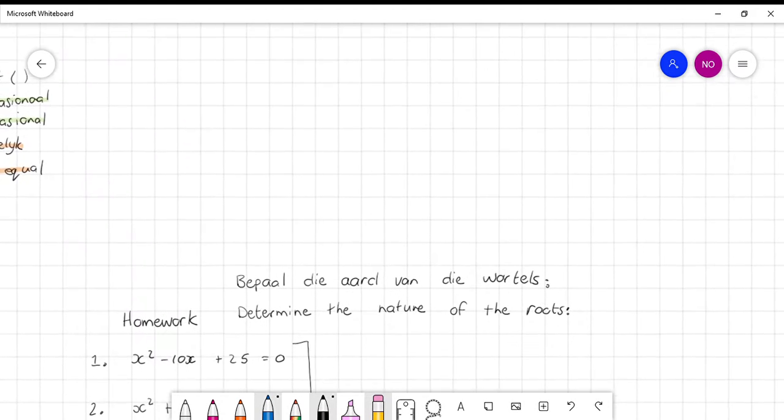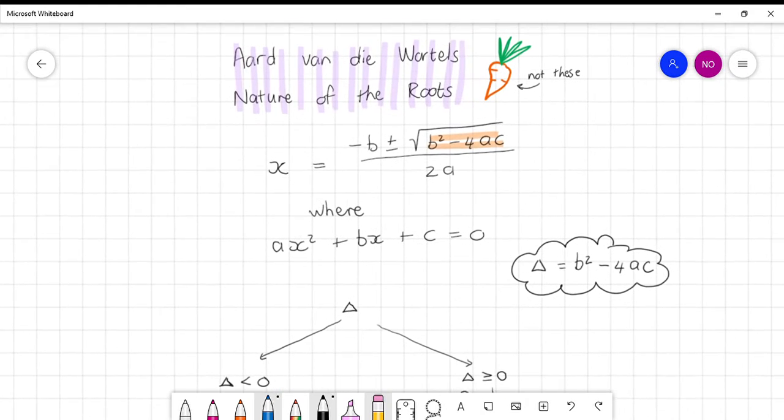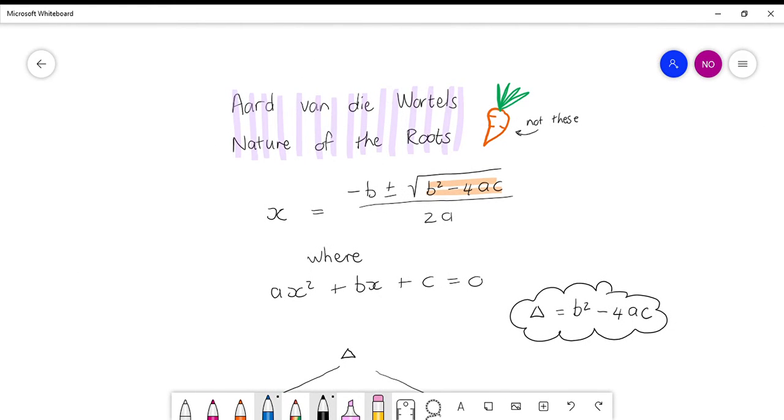Okay. Wanneer ons praat van die aard van die wortel, you are describing the nature of the two answers of x that you will find. So you know you're solving for a quadratic equation, you get two answers. Now you are telling me what type of numbers are those answers. So let's say your two answers for x are -1 and 2. Okay? Are those real numbers? Yes, they're real numbers. Are they rational numbers? Yes, they are rational numbers. Are they equal to one another? No. So their nature is that they are real, they are rational, but they are not equal.